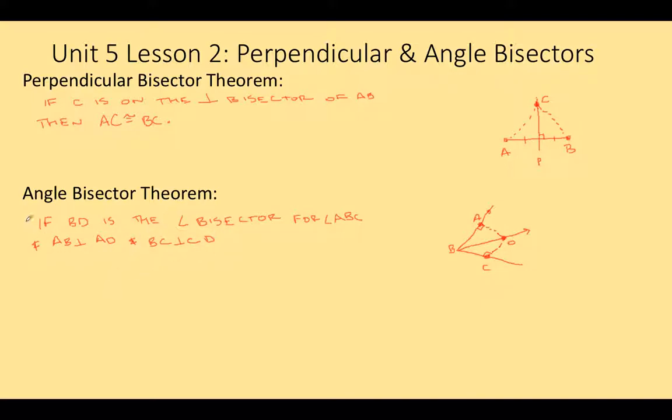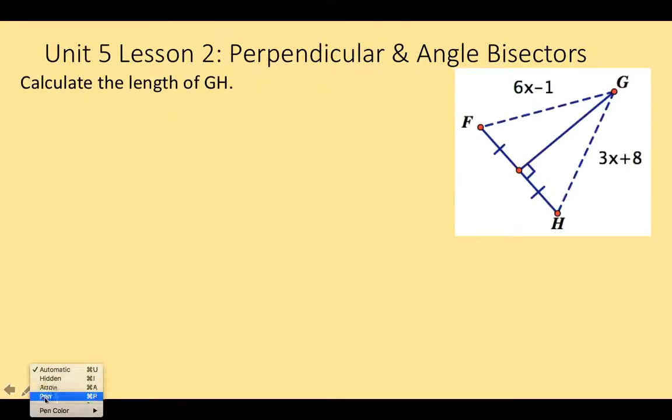Okay, so we got two things really going on here, two ifs. If BD is the angle bisector and these two lines, AD and CD, are perpendicular to their rays, then what do we know? Well, then we can say that AD is congruent to CD. And this is, again, yet another situation where we're just going to set things equal to each other. All right, let's see how this plays out in some exercises.